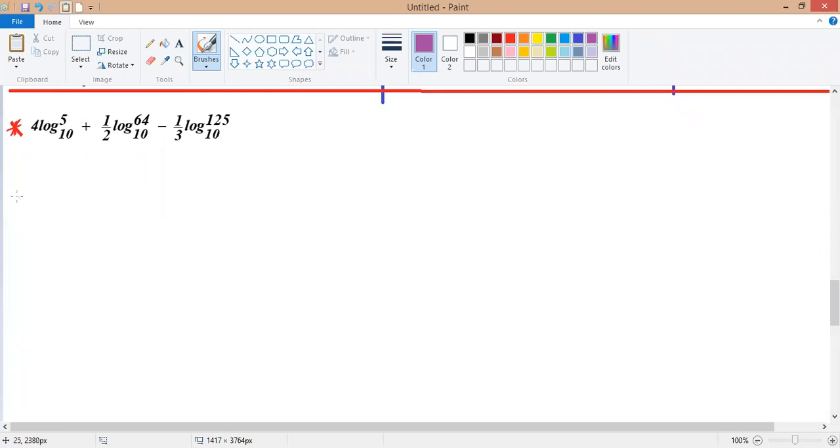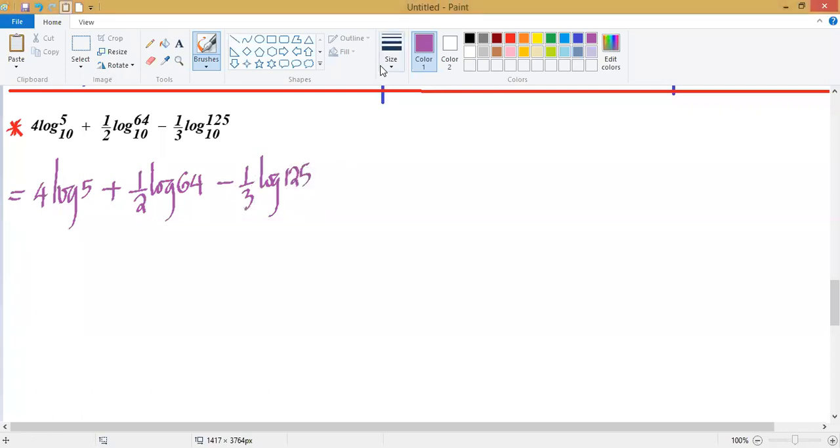We have 4 log of 5 plus a half log of 64 minus a third log of 125, all to base 10. Writing it without a base keeps us in our minds that you're looking at base 10. Who is ready to take us through? Eric, Jonathan, you can unmute.